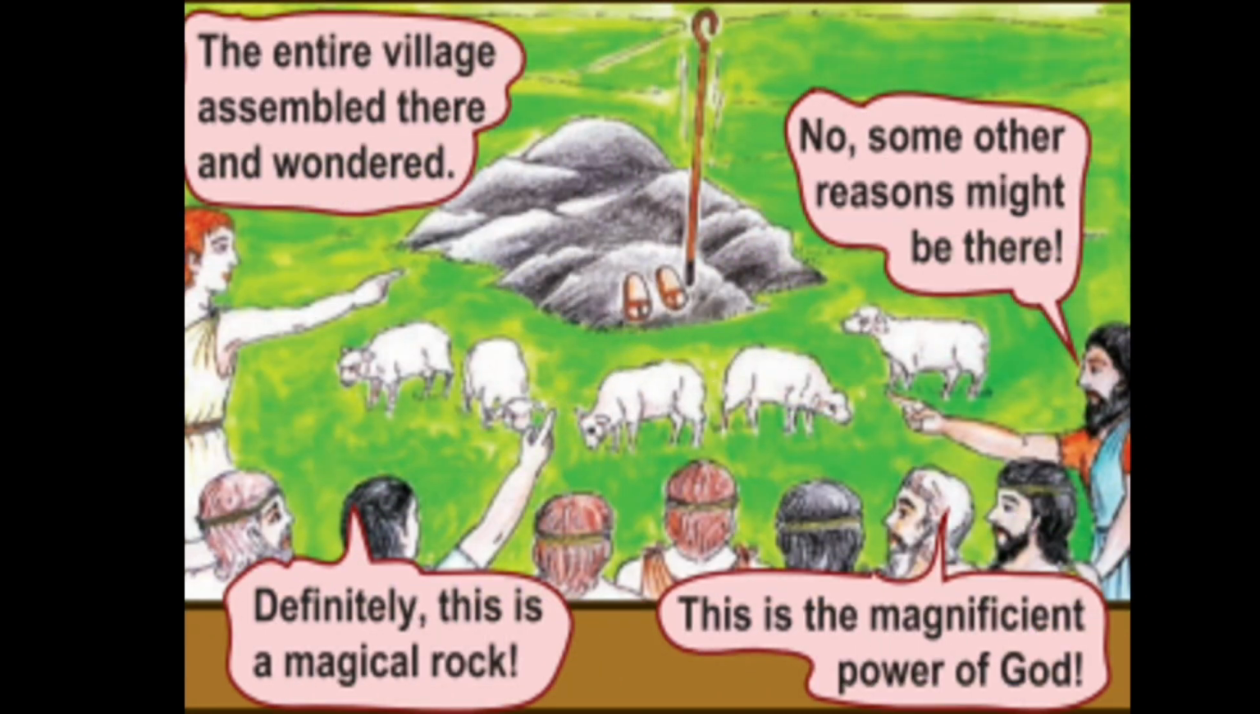The entire village assembled there and wondered. No, some other reasons might be there. Definitely, this is a magical rock. This is the magnificent power of God. The boy Magnus was amazed, and the entire village assembled there and wondered. They said that there could be no other reason. It is a magical rock and it is done by the power of God.